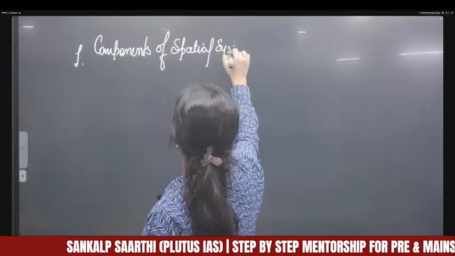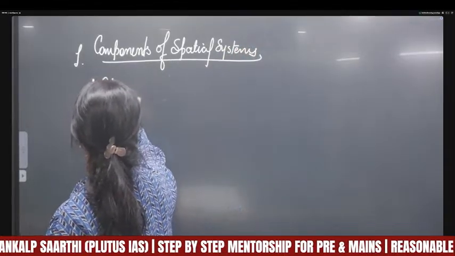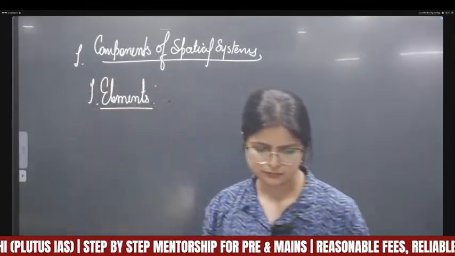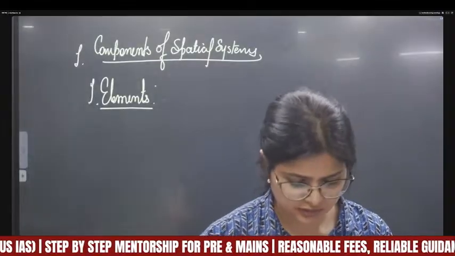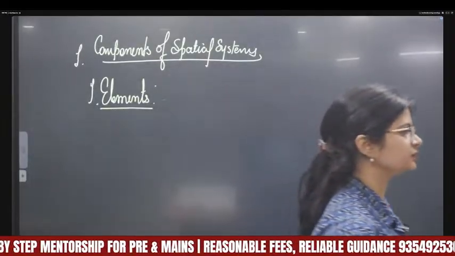सबसे पहला क्या है? एलिमेंट्स. हमने एलिमेंट्स को हर डेफिनेशन में लिखा है. What do you understand by elements? एलिमेंट्स का क्या मतलब है? ब्रैकेट में लिखेंगे नोड्स. देखिए, these are locations and units within the system.